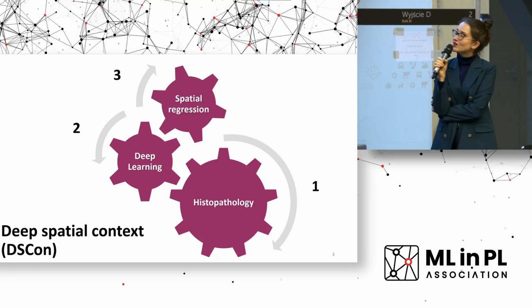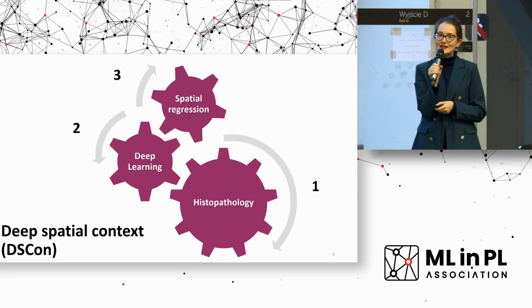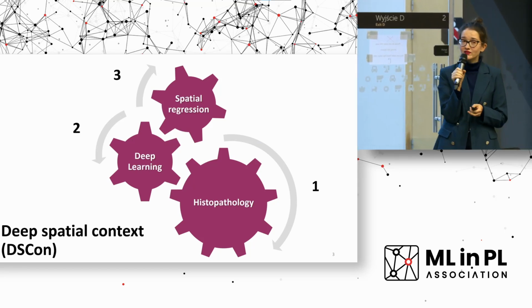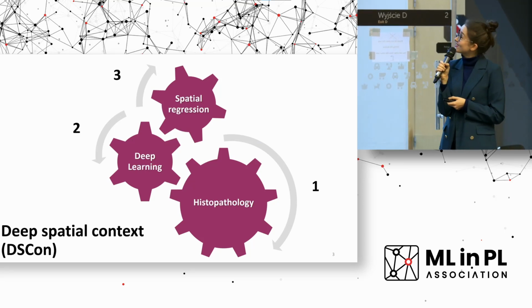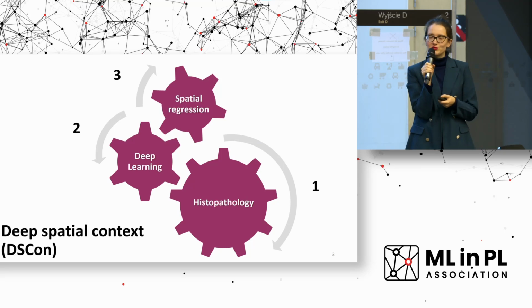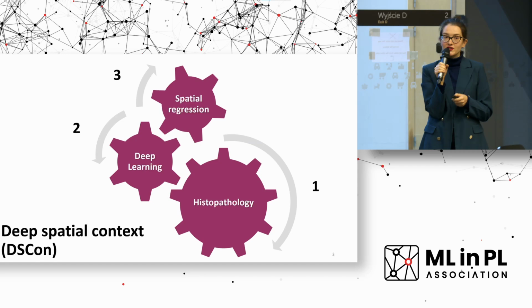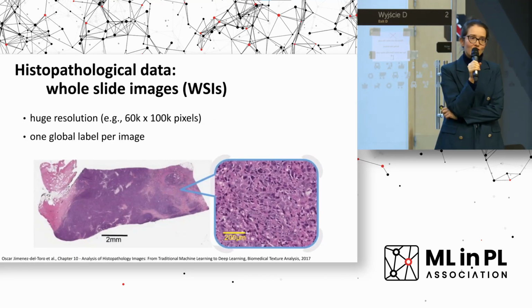Okay. So now moving to the main part of the presentation, which is Deep Spatial Context, in short, DSCon. There are three main components of this. The first one is histopathology, then it's deep learning, and lastly, spatial regression. And this is the order of the topics I'm going to cover in the talk. Okay, let me start with histopathology.